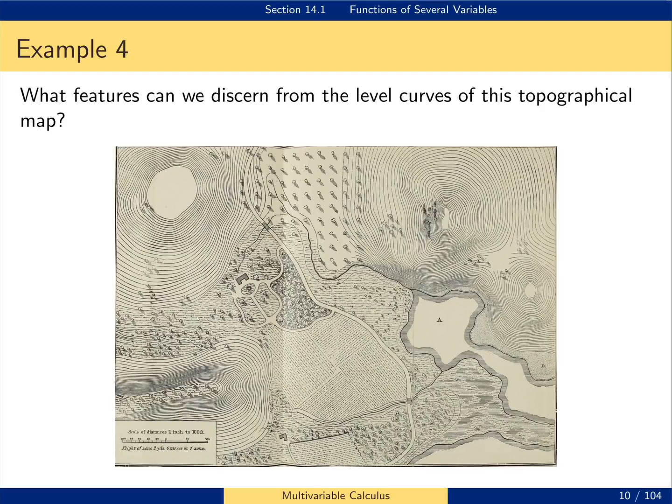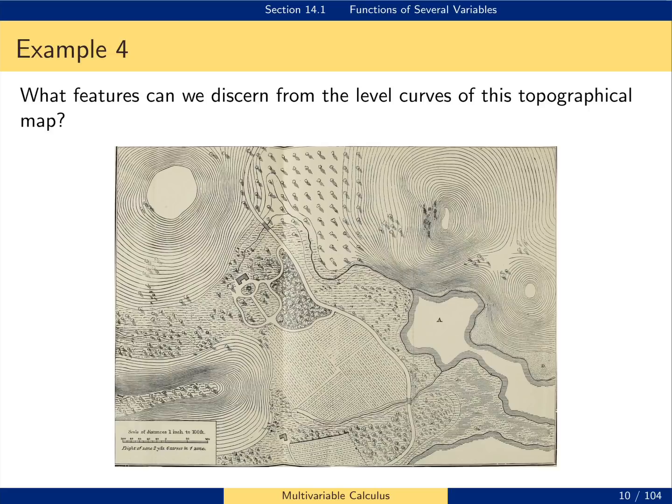Here is one of the oldest examples of level curves. An altitude function tells us the altitude of each point on a map. Surveyors have long drawn level curves of this function on what are called topographical maps, and here's an example of one. How can we use these level curves to understand the shape of the ground in this region?